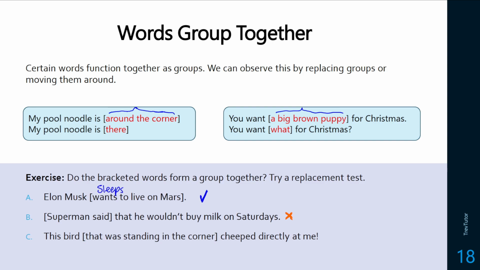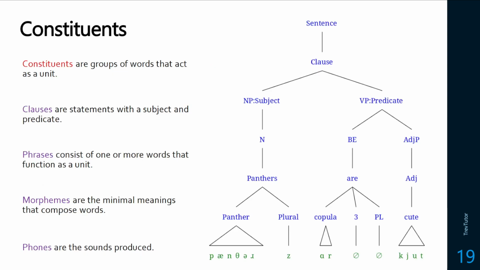What about this bird that was standing in the corner cheeped directly at me? Okay, well, we can always say this bird there cheeped directly at me. And we can do this replacement. So yes, these words are going to function together as a unit. So more broadly, when we think about sentence structure, there's a lot of different components. Any group of things that function together as a unit is called a constituent.